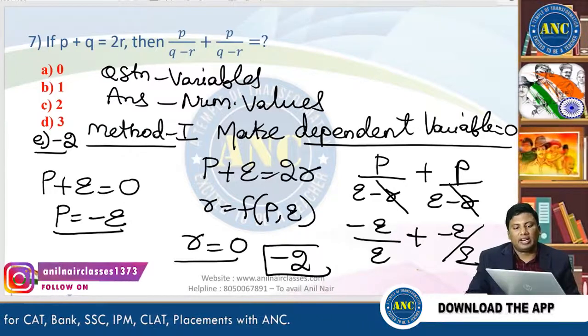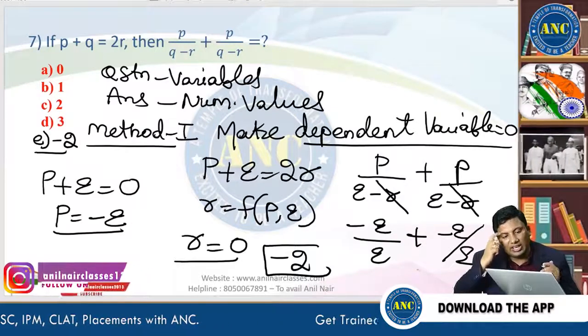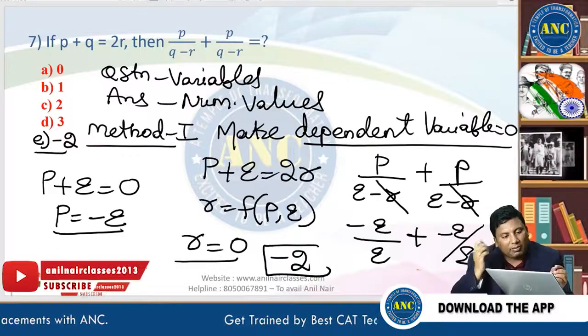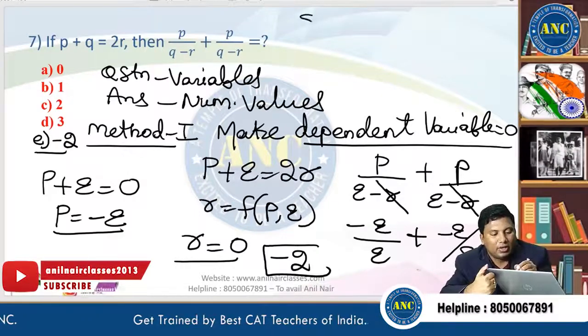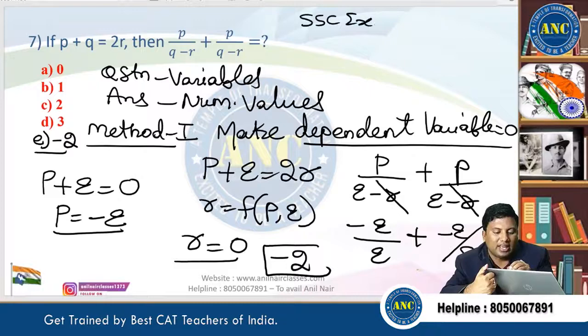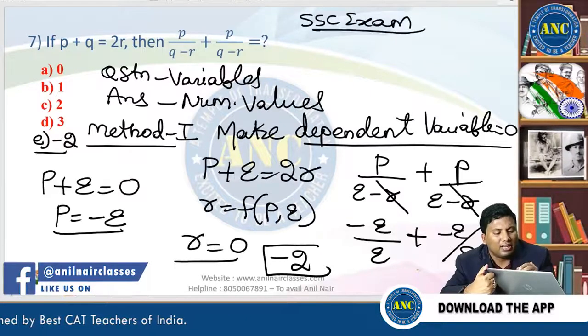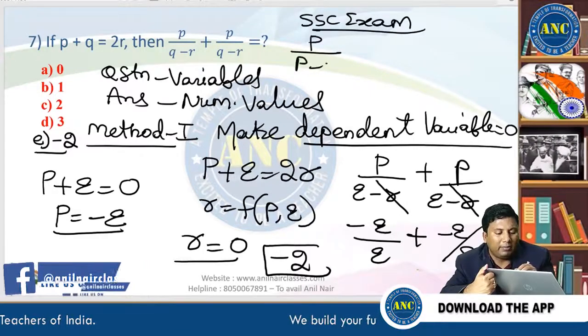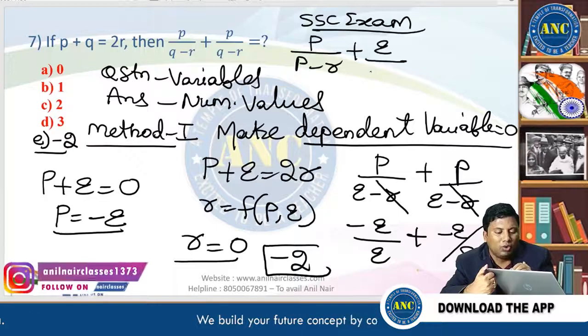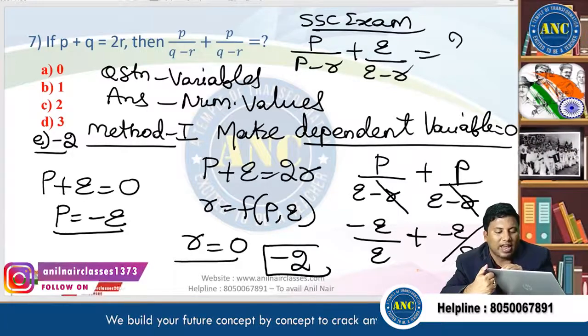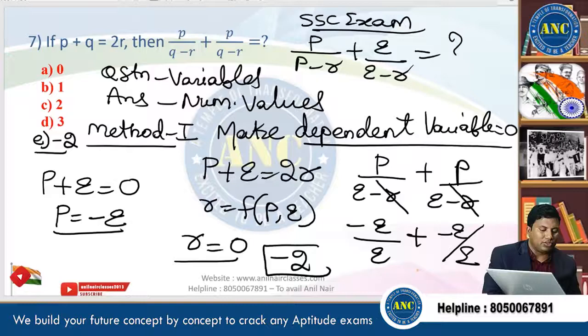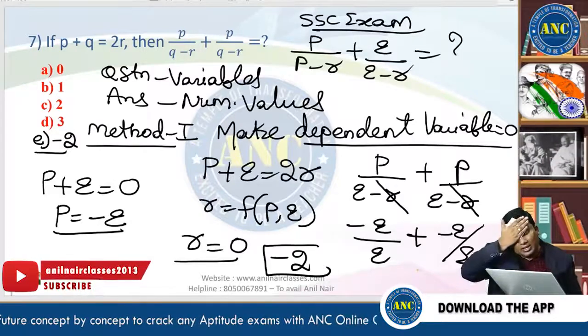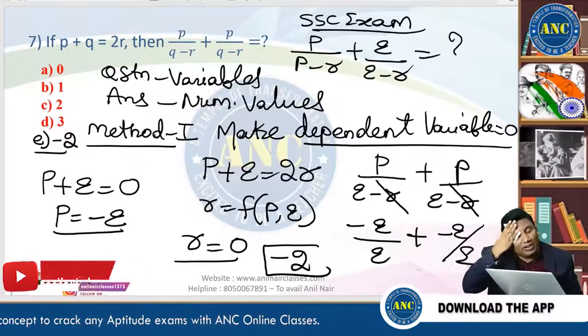I hope it is clear, right? There is a small mistake in this question. Actually in the exam, the SSC exam, the question is like this: P by P minus R plus Q by Q minus R. This is the actual question. I have changed the value.